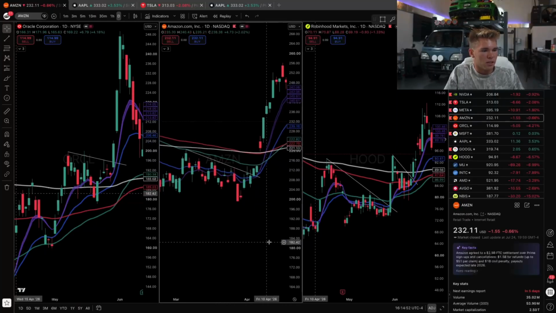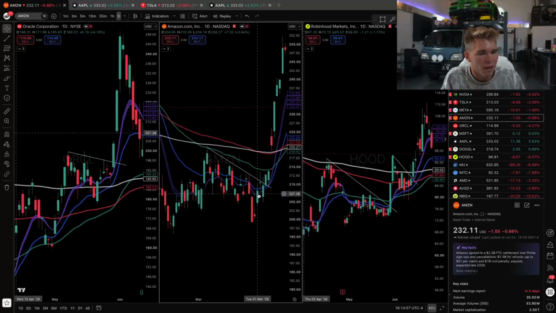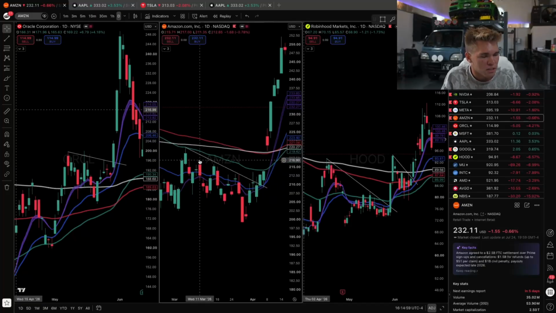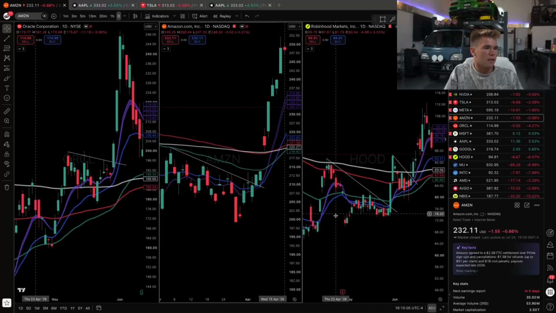Another example is here on Amazon. Amazon, previous move up. Now we have a pullback with consolidation, draw resistance, high, even lower high, and finally over here we get our breakout and enter calls to the upside.